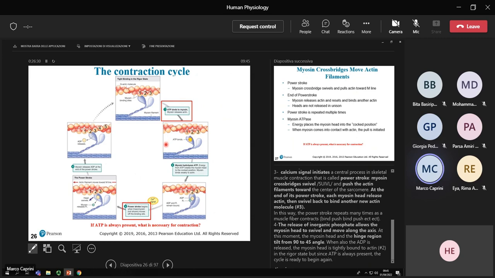But as we said before, the ATP is always present in the muscle, yet we are not always contracted, obviously, even if the ATP is always present. What is important for the contraction? What is necessary for the contraction? Calcium ions. What is the concentration of calcium ions inside and outside of the cell? I'm just repeating some questions that I can ask you during the exam.